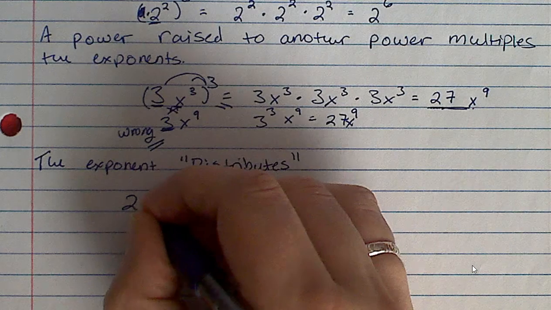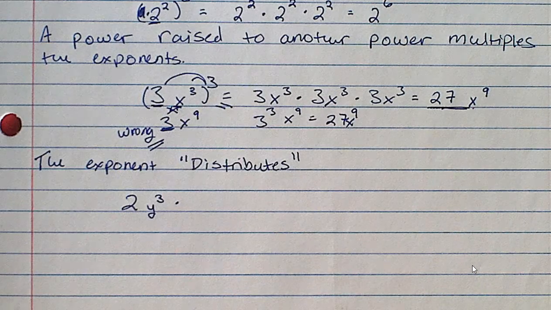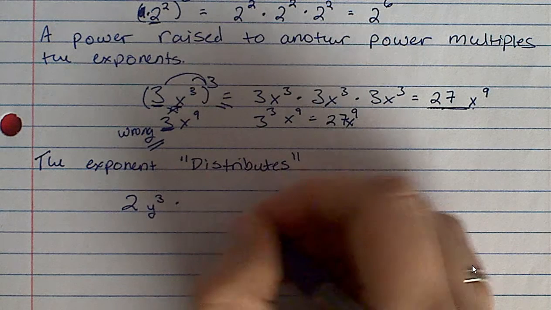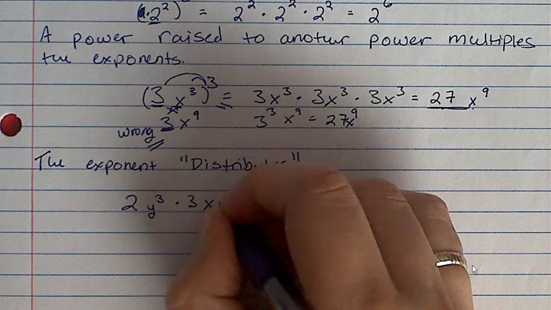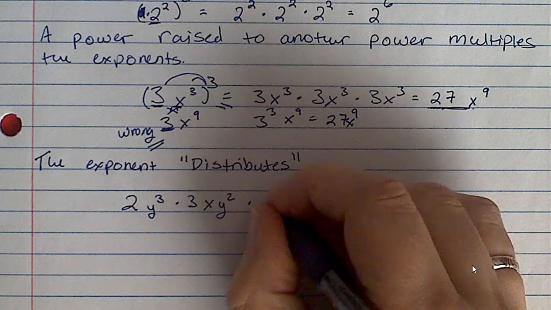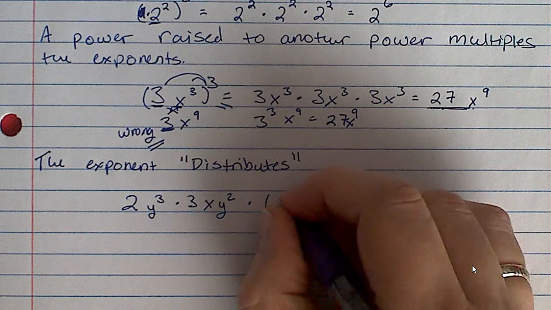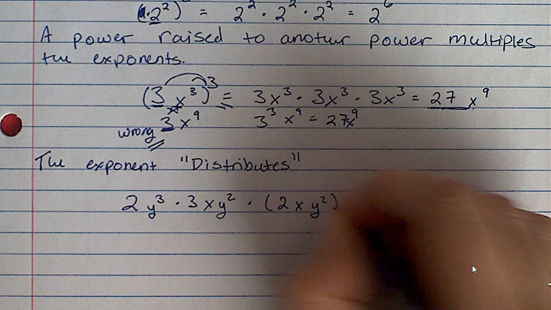Okay, let's do 2y to the third times 3xy squared times, in parentheses, 2xy squared, close parentheses, to the third power.